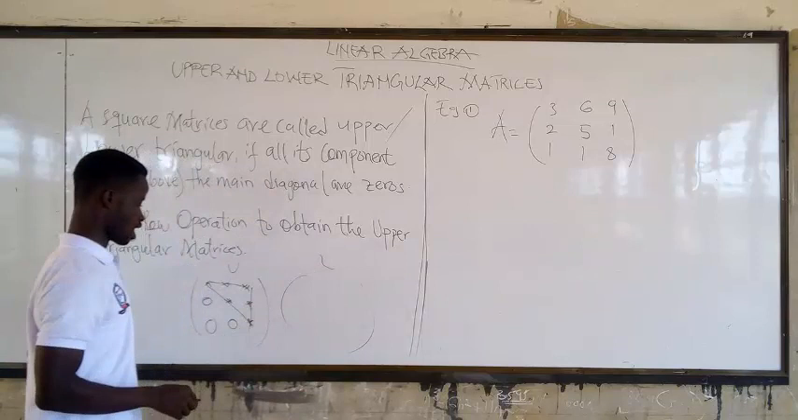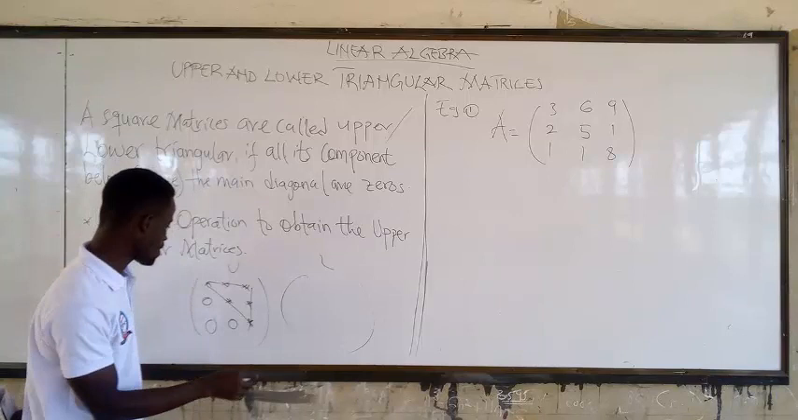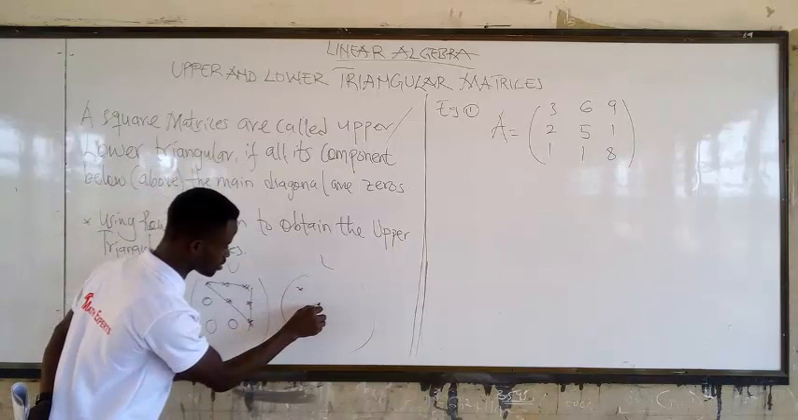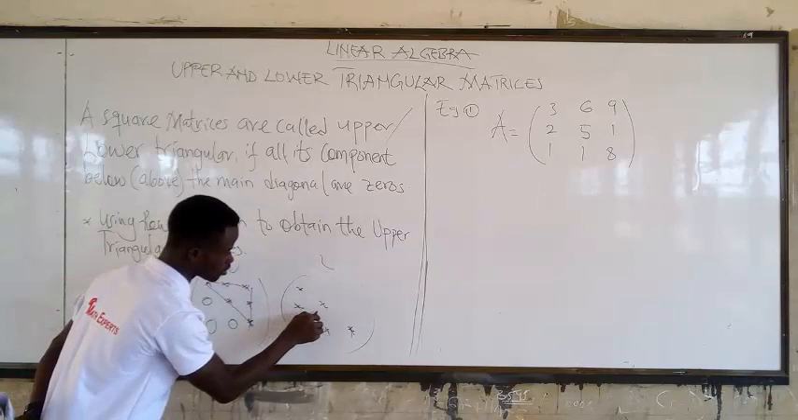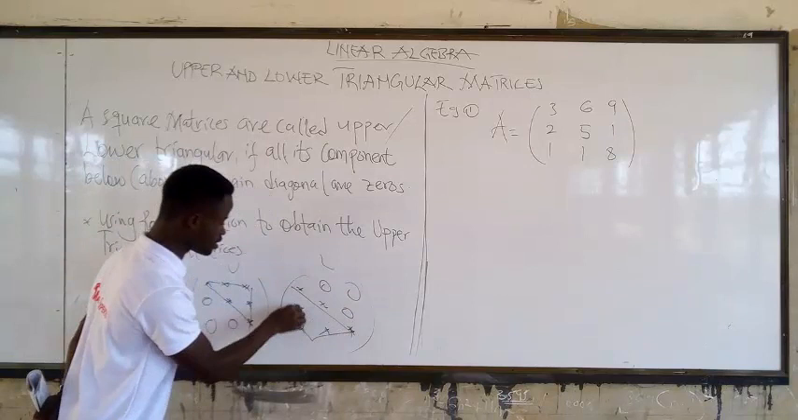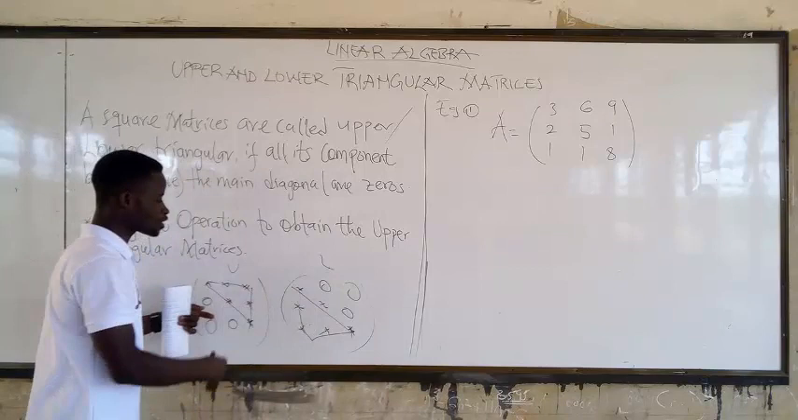And we also have the lower. So the lower one, what do you think it will be? You see the lower triangular matrix to be like this. Then it will be 0, 0, 0. Having these, that is what we call the lower triangular matrix. So that is the upper triangular matrix and the lower triangular matrix.